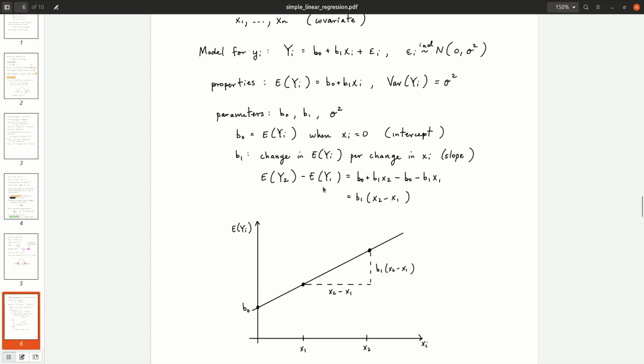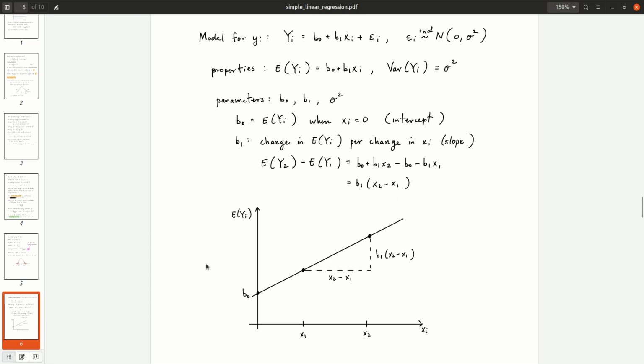Say we take the first two observations and we take the difference of their expected values. So the expected value of y2 is going to be b0 plus b1 x2. Expected value of y1 is b0 plus b1 x1, but we're subtracting it. So this is minus b0 minus b1 x1. And then the b0's cancel, and you get a b1 in both of these, so you can factor it out. So you get b1 times (x2 minus x1). So the way we interpret b1 is the amount that the expected value of yi changes per change in the covariate x.